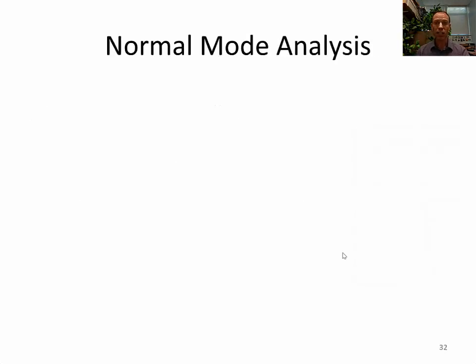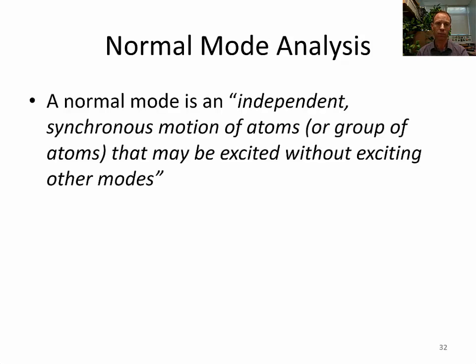So let's say you found a minimum on the surface, either a local minimum or a global minimum. What can you do when you get there? Well, the first thing you can do is something called normal mode analysis. And this looks at the vibrations of the molecule at that point on the surface. So a normal mode you'll have come across already. They're the vibrations that you get, for example, in infrared spectroscopy.